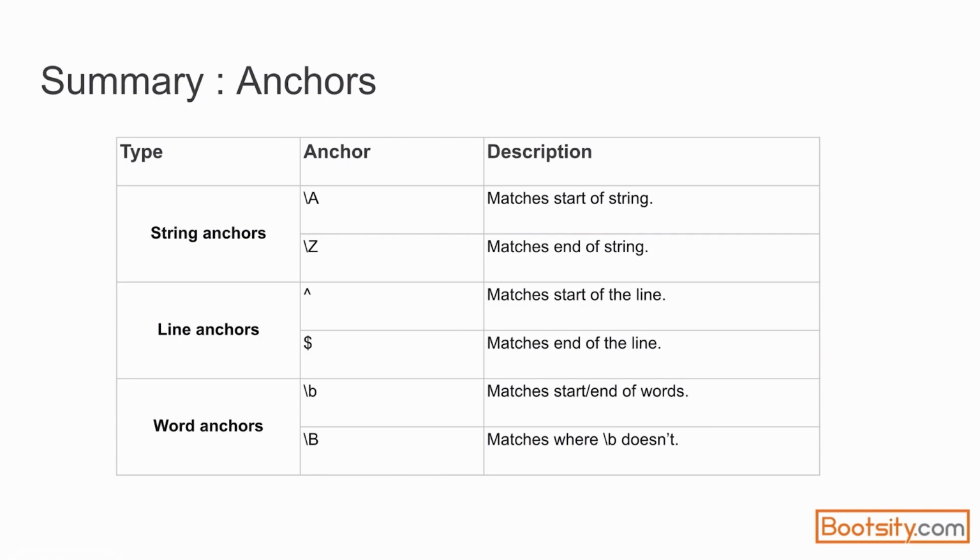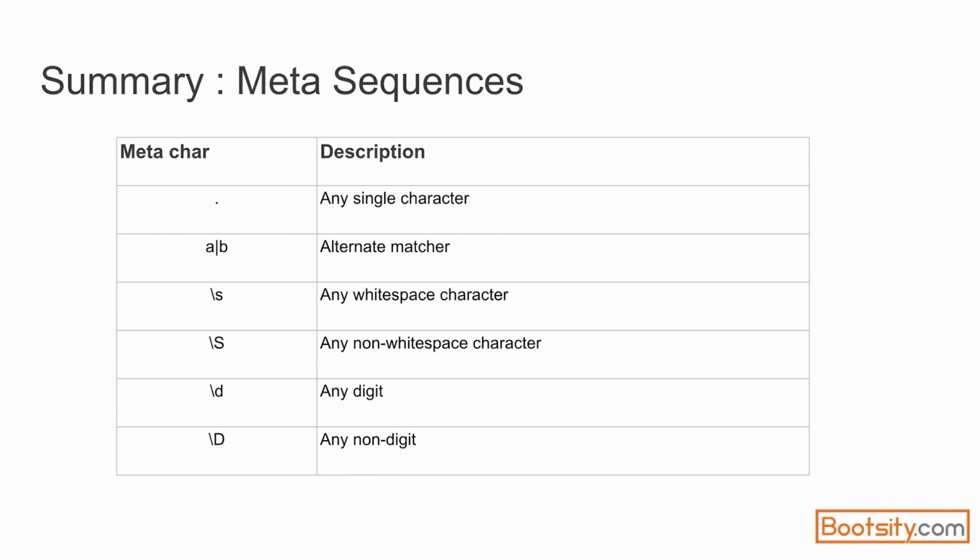Then we learned about anchors. Anchors help us to specify matching rules for the corners. These corners can be of strings or of lines or word characters. For example, \A matches the start of a string and \Z matches the end of a string. Line anchors are the most widely used anchors. Caret specifies the start of a line and dollar specifies the end of the line. Similarly, \b and capital \B are used to match the start or end of words, and capital \B is just the negation of the initial \b.